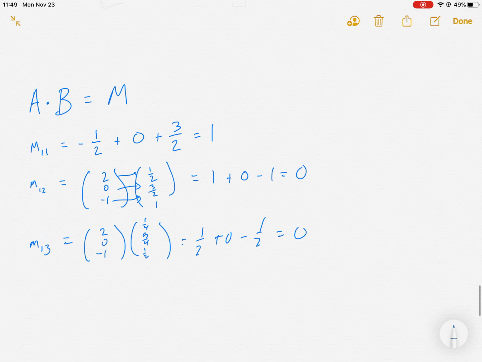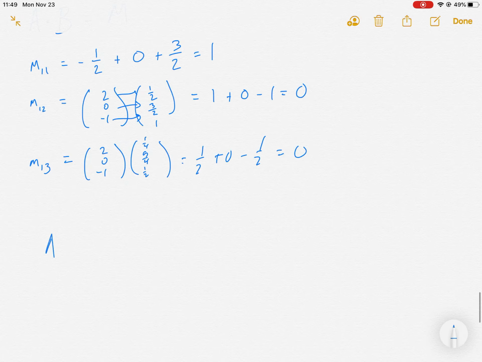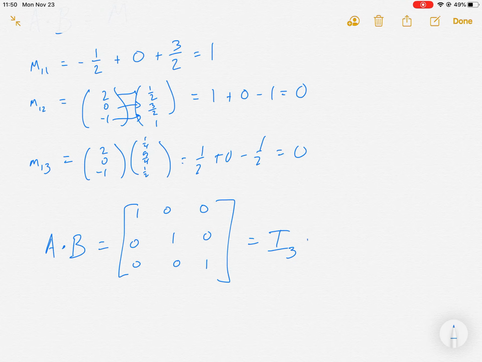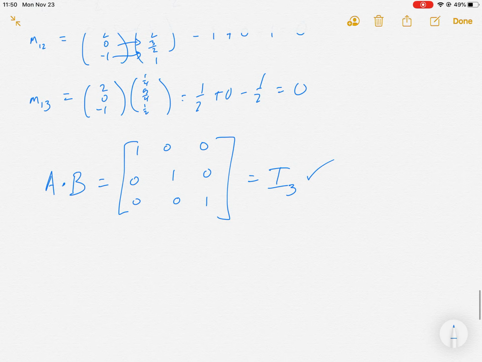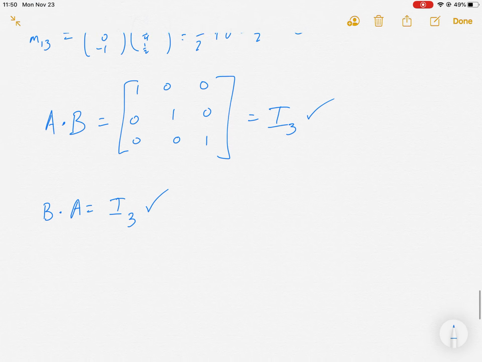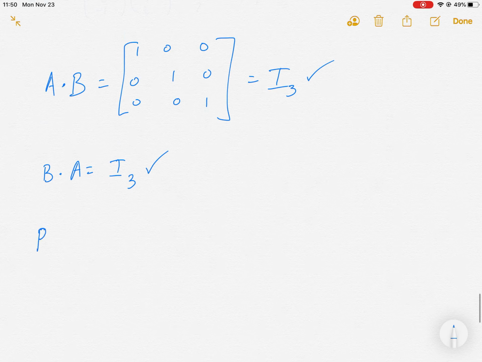So we would continue this pattern, and we'd go through the entire thing, and at the end of the day, like I said, I have already checked this, we would end up with this matrix 1, 0, 0. Those are the ones we already found, and then we would get 0, 1, 0, 0, 0, 1, which is the 3 by 3 identity matrix. So that is correct, and we would end there. Same with B times A. We should end up with the 3 by 3 identity matrix. So we have indeed verified that B is A inverse in this case.